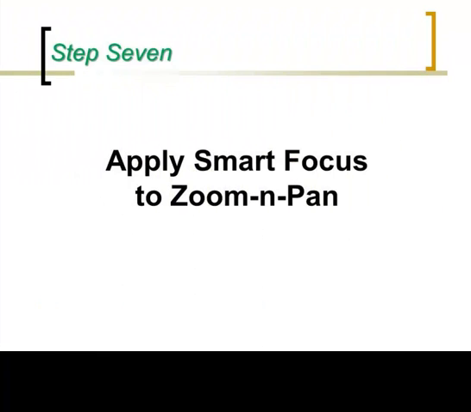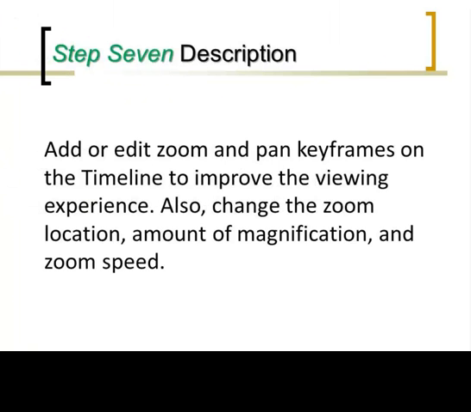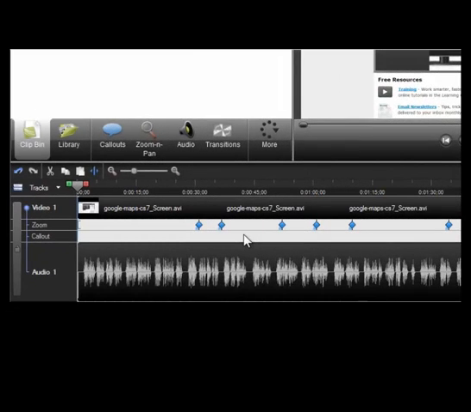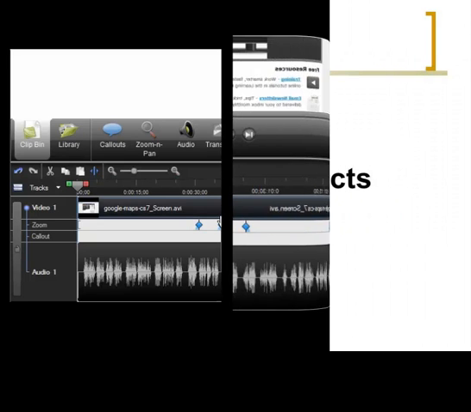Step 7. Apply Smart Focus to Zoom and Pan. With the Zoom and Pan feature, you can change the zoom location, amount of magnification, and zoom speed for your recording. During the recording process, Camtasia gathers data based on your mouse clicks, cursor movement, and other activities. This data automatically applies Smart Focus Zoom and Pan keyframes to your timeline.